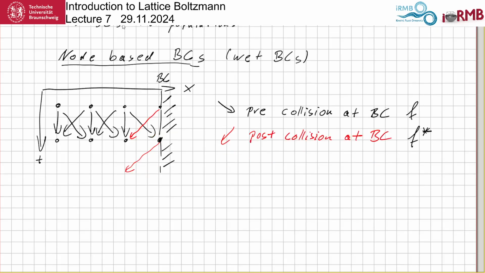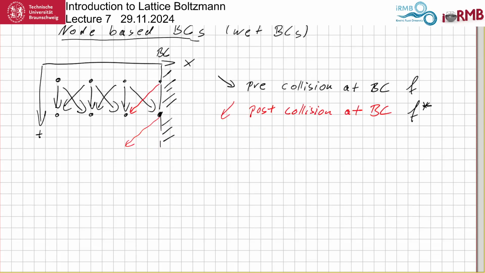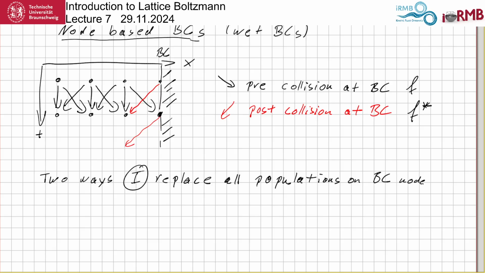So how to deal with this thing? There are kind of two approaches that have been common. First is to replace all populations on the BC nodes. There are different ways of doing this, but for example, you could set it with equilibrium.